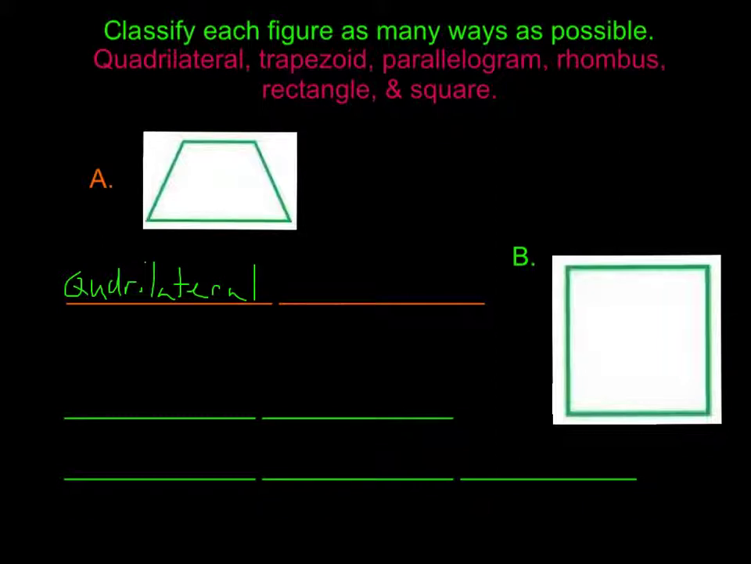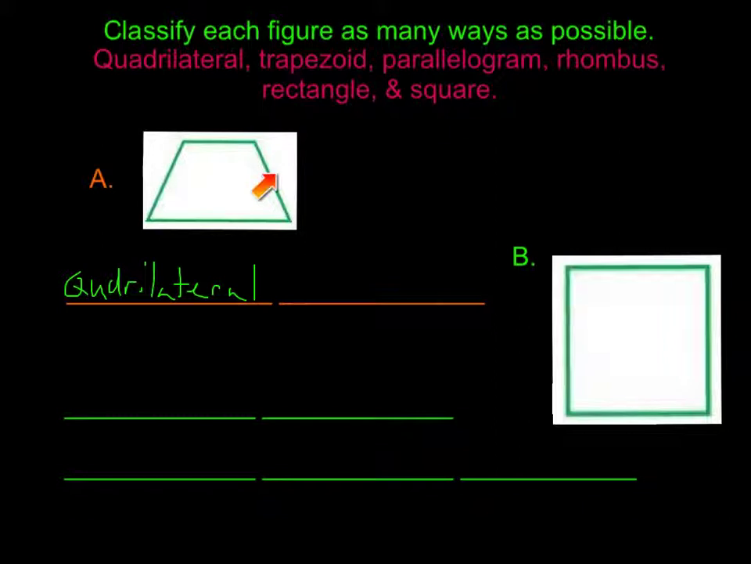However, we can classify it as more than just a quadrilateral because it meets the definition of other things. So let's look here. We can see right from the start, it's not a rectangle because it doesn't have four right angles. We have two obtuse angles and two acute angles. It's not going to be a square for the same reason.